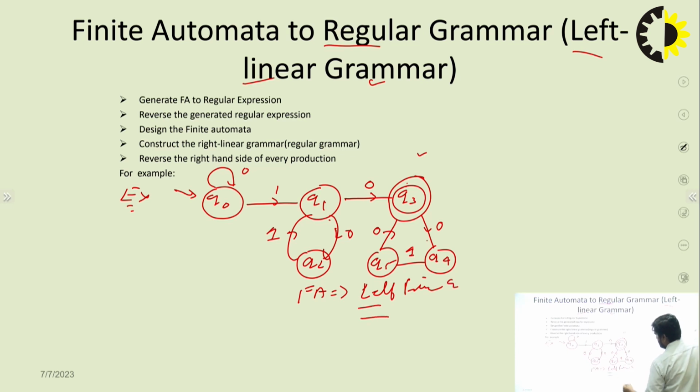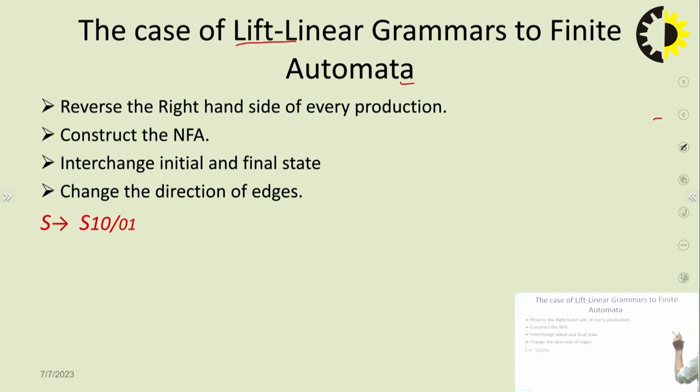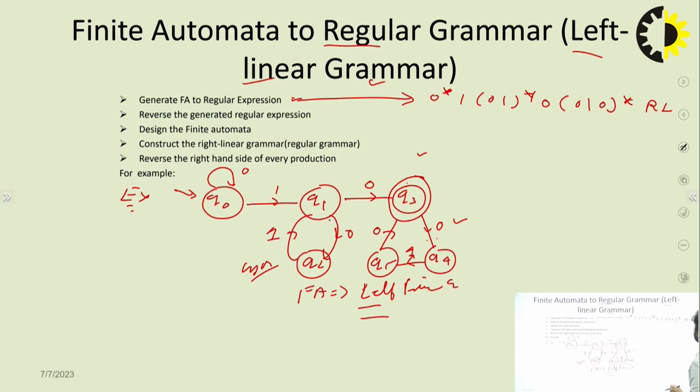There are some steps to convert the finite automaton to the left linear grammar. First, we generate the regular expression for the given finite automaton. Q0 has a loop on 0, and then input 1 reaches Q1, which has a cycle on 0 and 1. Next, 0 reaches the final state, which has another cycle on 0, 1, 0, and the next cycle is 0. That is the regular expression. We have converted the machine to a regular expression.